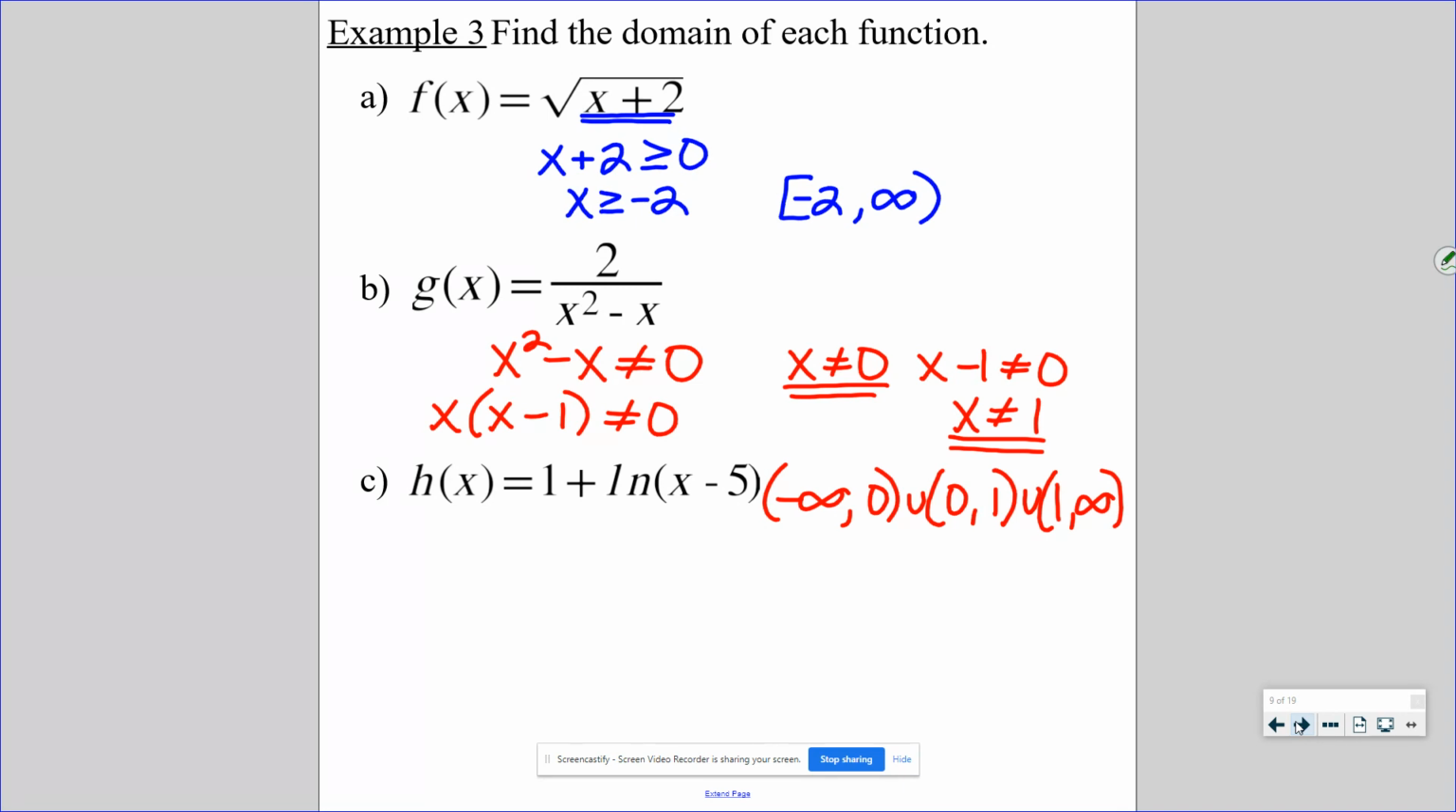All right, last one here. So we have ln, which is natural log. That's a logarithm, which means this inside piece cannot be negative, and it can't be 0 either. So we would say it has to be anything above 0. So we're going to then write an inequality, add 5, and that means we can have anything greater than 5. In interval notation, it would be 5 to infinity.